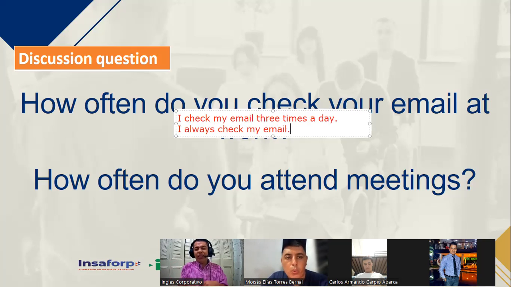forms to express the frequency of your activities. Number one, with time expressions, for example, every day, three times a day, every Saturday, three times a month, every year, every Sunday, every morning, etc. So, expressions that indicate the frequency. And the second option is to use frequency adverbs. I will show you in a moment, right?